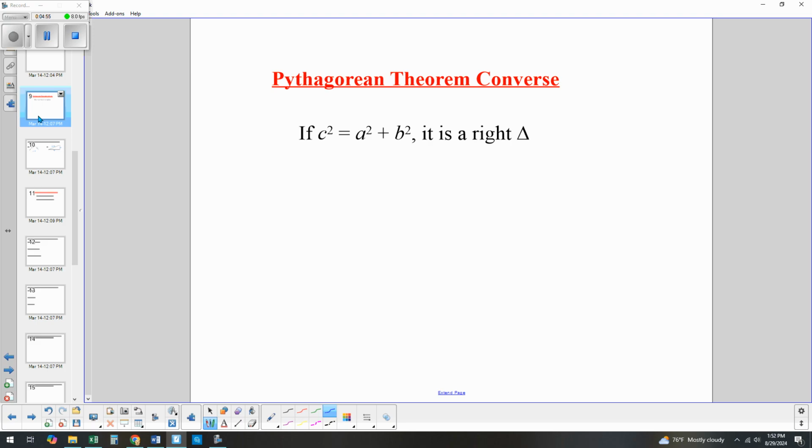The converse of the Pythagorean theorem, remember converse means the reverse order. So before we knew if it was a right triangle, then c squared would equal a squared plus b squared. Now we're saying if c squared is equal to a squared plus b squared, then it is a right triangle. So this will help us determine if the sides of a figure form a right triangle or not.